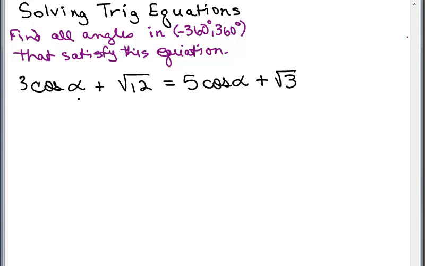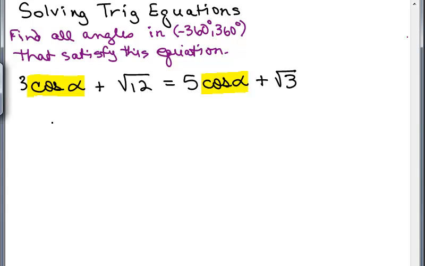So the first thing we need to do is solve for cosine alpha. And you see there's cosine alpha in more than one spot. So in other words, here's a cosine alpha and here's a cosine alpha. That's just like an x. What would you do to get the x's on the same side of the equation, for instance?